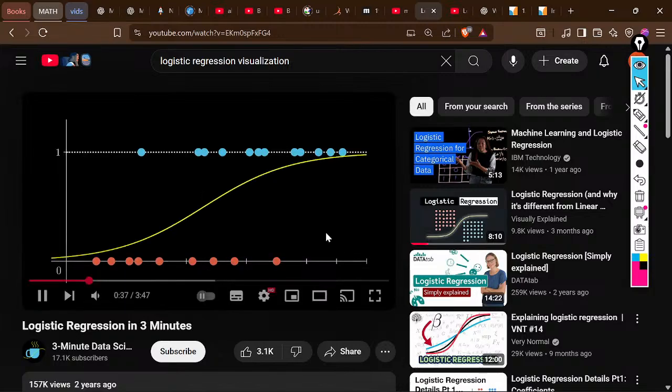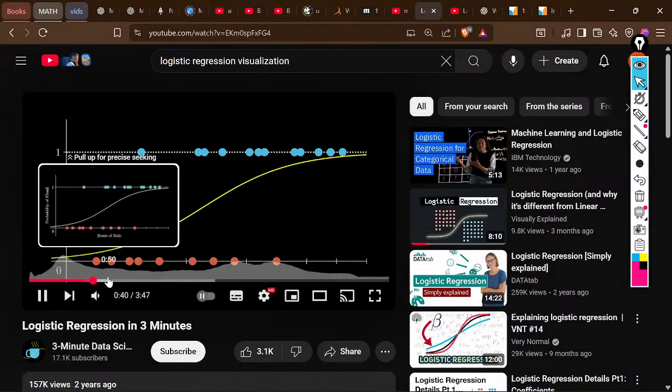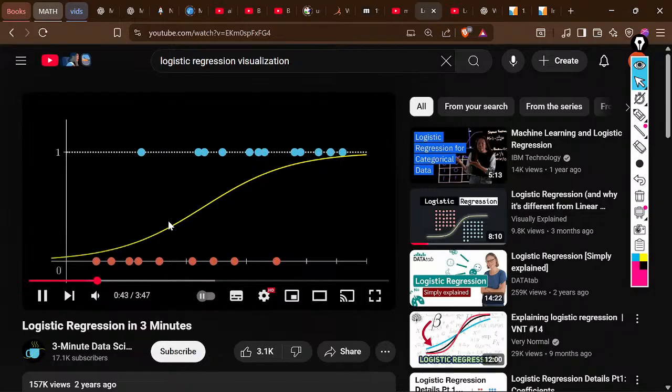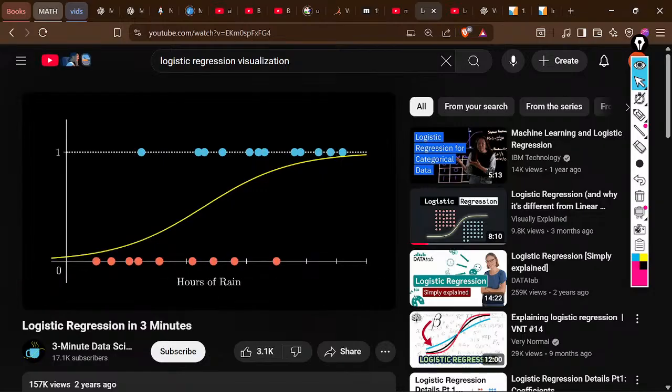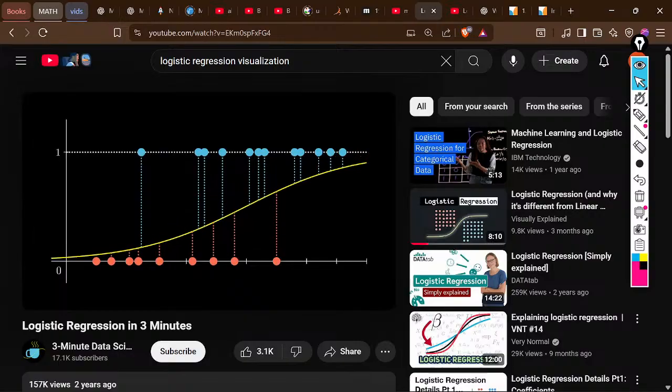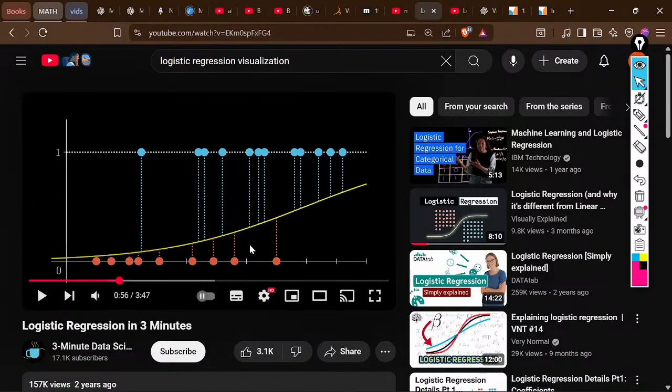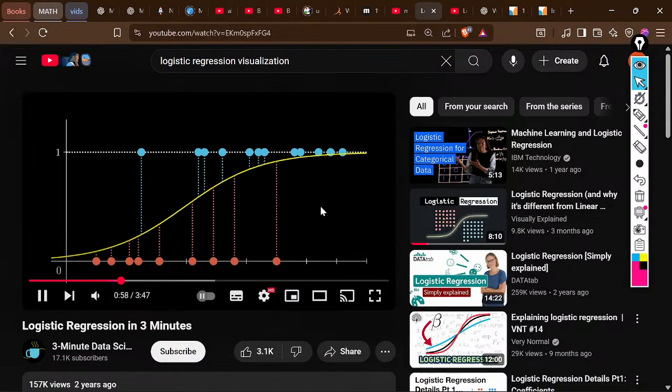You then fit this S-shaped curve called a logistic function to this data. It can then be used to make predictions of probability whether or not an event will happen, such as, given so many hours of rain, what is the probability of a flood? Notice how these points can project themselves onto the logistic function. So it's either gonna flood or it will not flood. And we can use maximum likelihood estimation to fit the curve, which we'll talk about shortly.